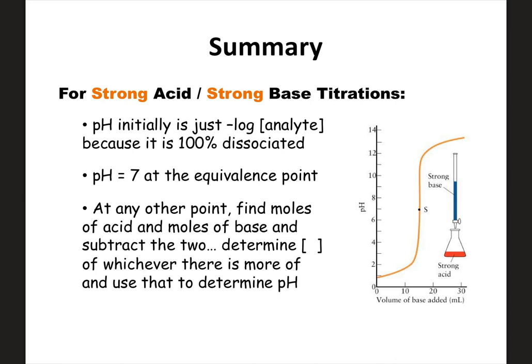If you're at the equivalence point, because it's strong, the pH is going to be equal to 7. And then at any other point, find the moles of the acid, find the moles of the base, and subtract the two. You take the one that's greater minus the one that's less, and then determine the concentration of whichever one there's more of. Pay attention to your total volume, and then you use that to determine the pH. All right? This is a nice summary of basically what you do here for a strong titration. Make sure you can find the pH at any of these different points.